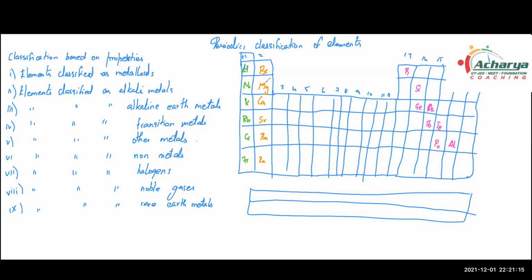So in the next video, we will see the other classifications, wherein we'll discuss transition metals, other metals, non-metals, halogens, noble gases, and rare earth metals.